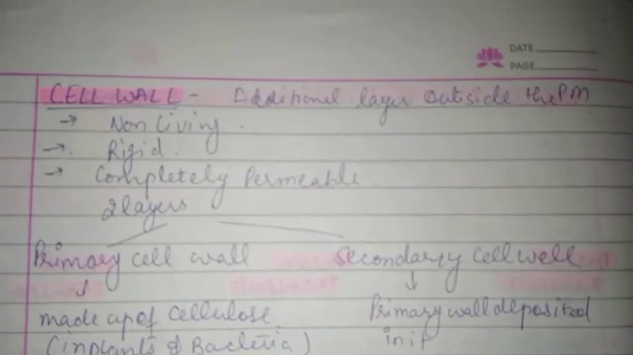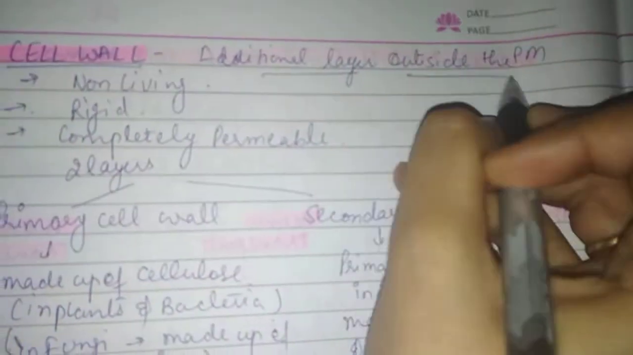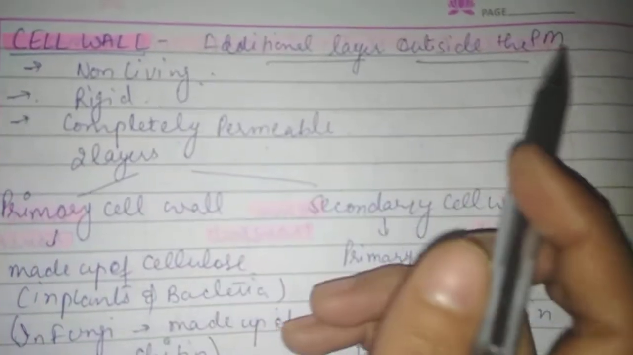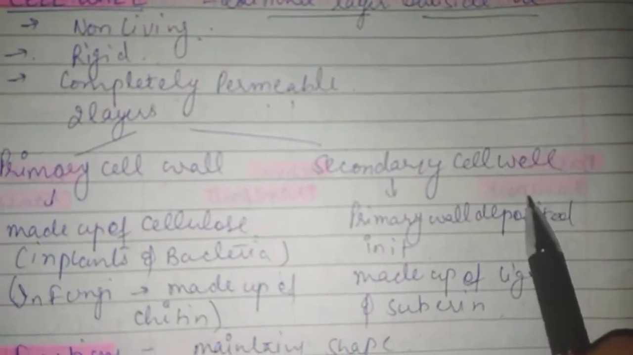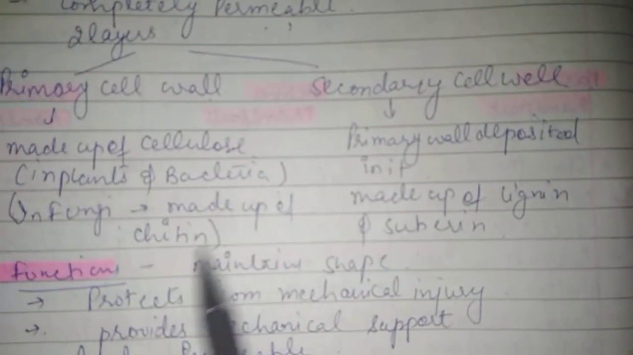Now next topic is the cell wall. See, the cell wall is an additional layer present outside the plasma membrane. It's non-living, rigid and completely permeable. We already discussed the plasma membrane is selectively permeable, but our cell wall is completely permeable. Two main types of layers are there: primary cell wall and secondary cell wall. First is the primary cell wall. The primary cell wall is made up of cellulose in case of plants and bacteria, and in case of fungi they are made up of chitin.